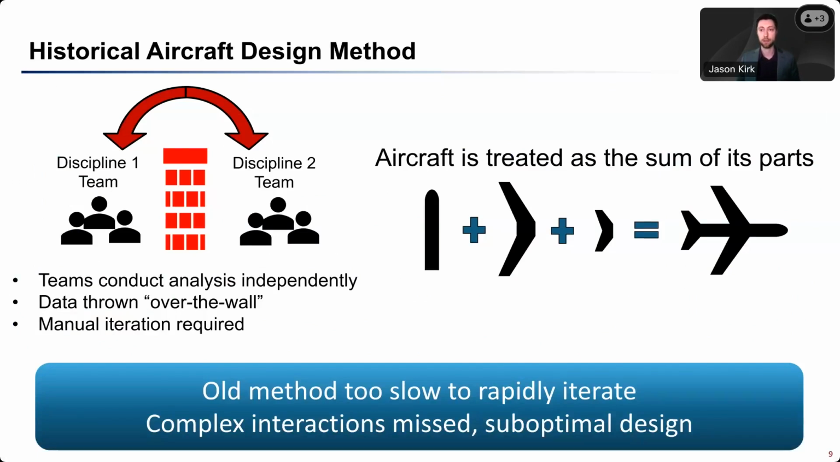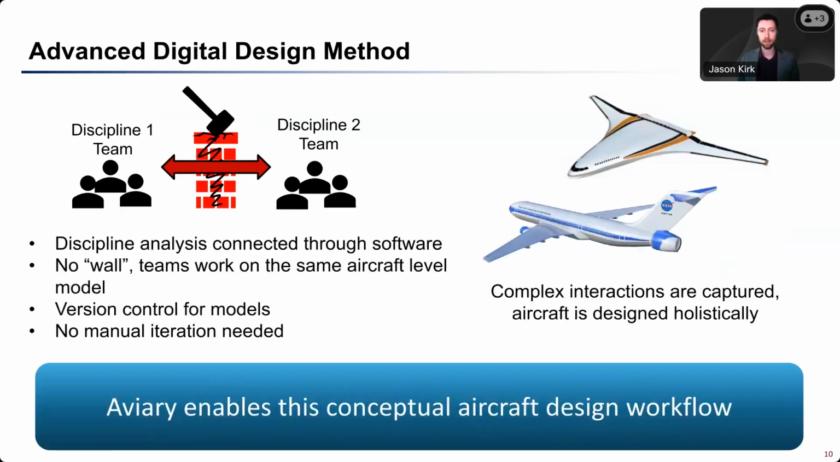And what that means is we might run out of time before we can really nail down what those interactions do to the aircraft design. We miss that, and we come up with a suboptimal design that's basically treating the aircraft like the sum of all of its parts. It can't be more than the sum of those parts, and it also might be less than the sum of those parts, but we don't know it. So it's suboptimal. The new modern way to do this is advanced digital design.